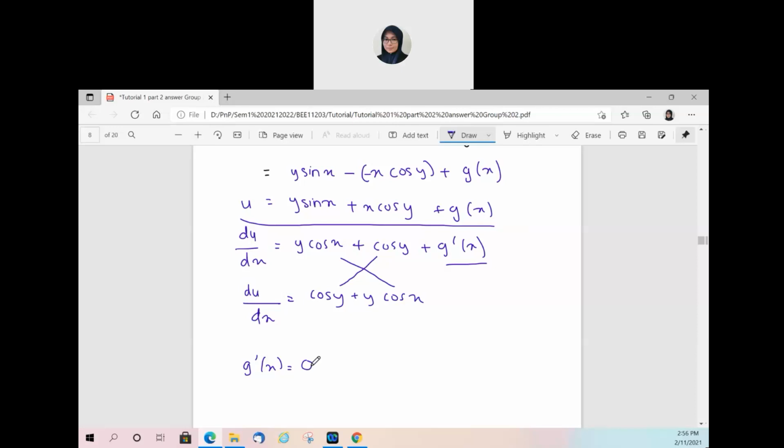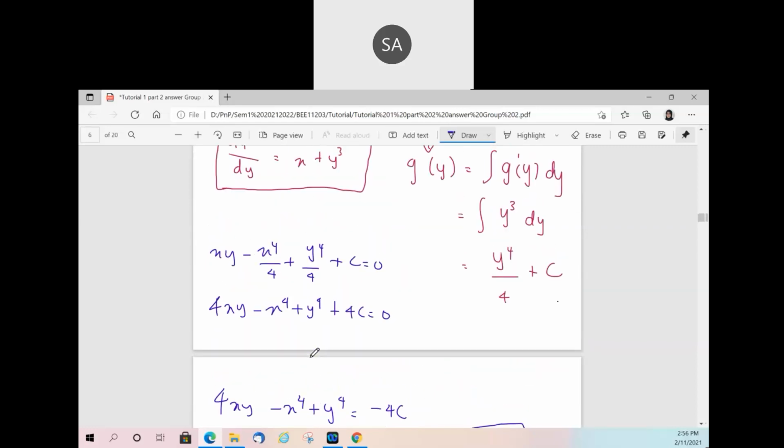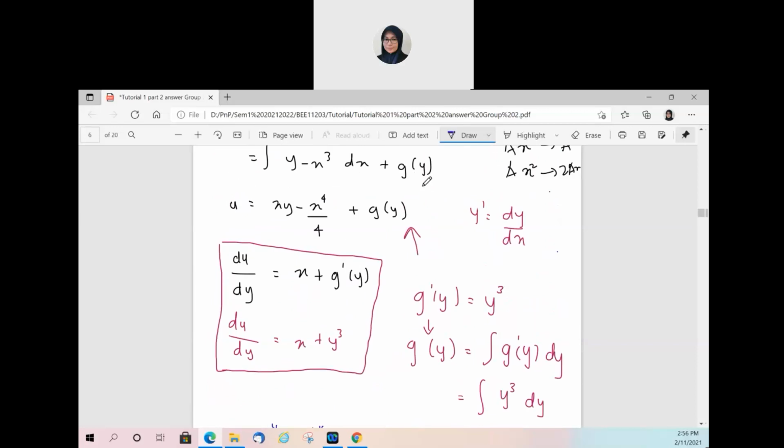Okay, understood. But why is it that in question 2C, g prime y became y to the power of 3? This is because when you compare, now you have du over dy, which you integrate. This one you integrate because you want to find g(y). This one you want to find g(y) here.